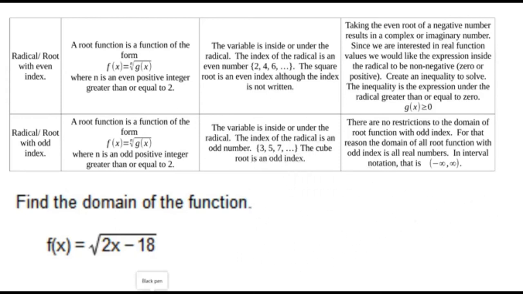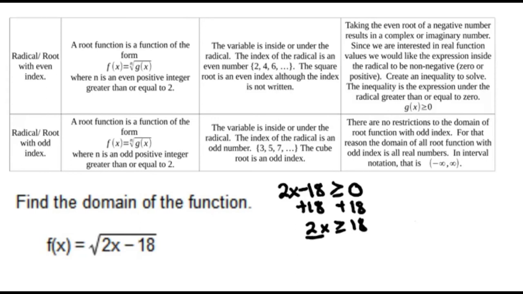We're going to take the expression that's underneath the radical, 2x minus 18, and we want that to be greater than or equal to 0. And that's because we're excluding negative values. We're only including positive and 0. And we solve this inequality. So we're going to add 18 to both sides. That's 2x is greater than or equal to 18. Divide by 2 on both sides to get x is greater than or equal to 9. And this will give you the values for the domain.